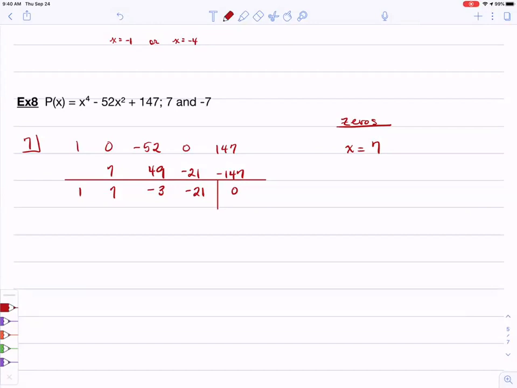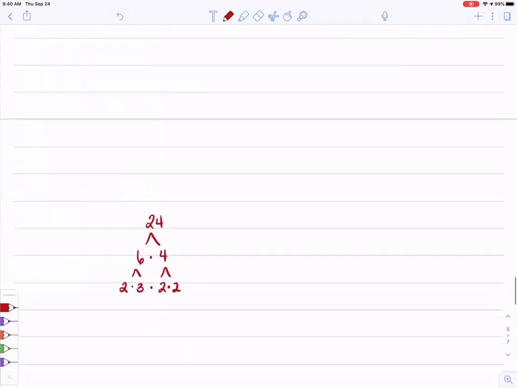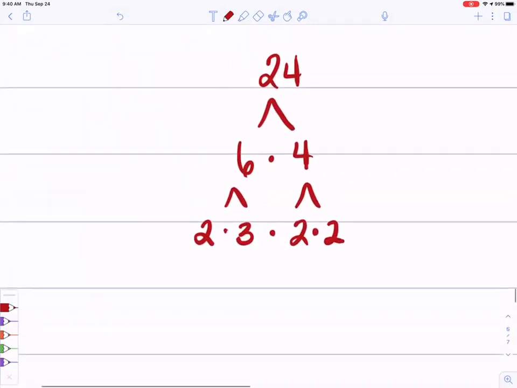Do you remember when we were doing the factor tree? We didn't go back to the 24 to keep factoring. We took our factors and we kept factoring our factors, right? That's the idea here.